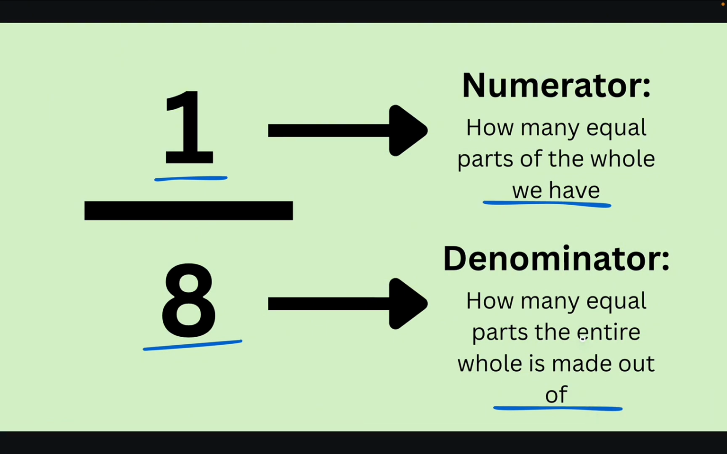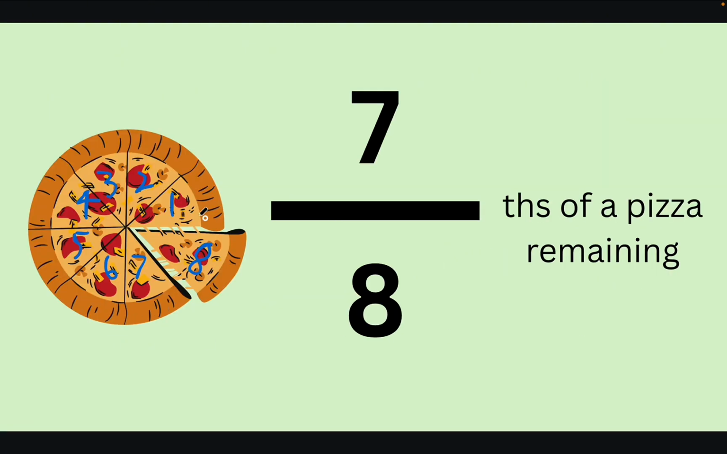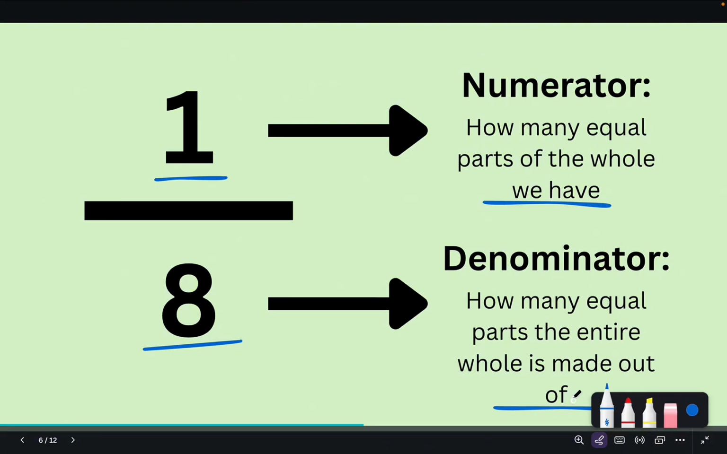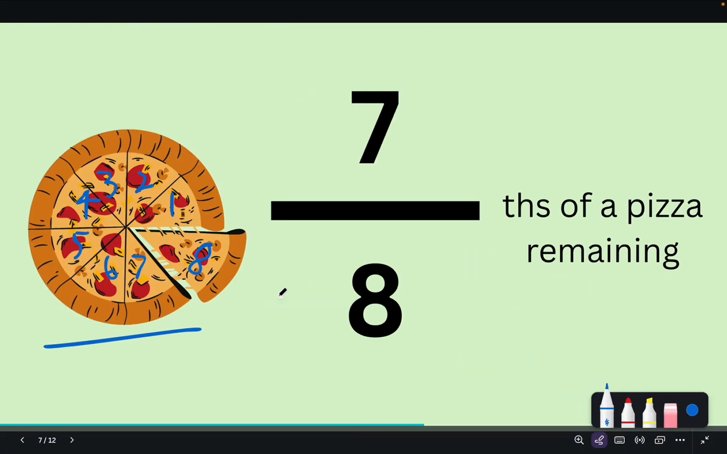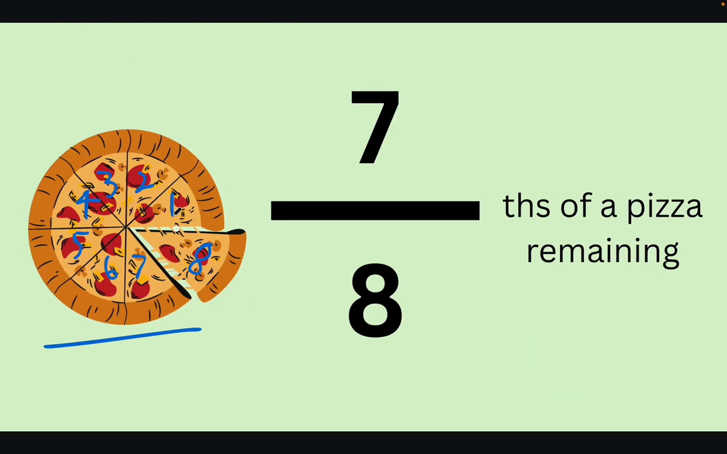Just to showcase this example again, we have another pizza. This time, it's already split into its equal parts. As you can see here, I've put some numbers to count how many equal parts we have. We have 1, 2, 3, 4, 5, 6, 7, 8. Because we have 8 equal parts, and 8 equal parts is how many parts the entire pizza is made out of, that would be our denominator, because 8 is the amount of slices it would take to make this whole pizza.